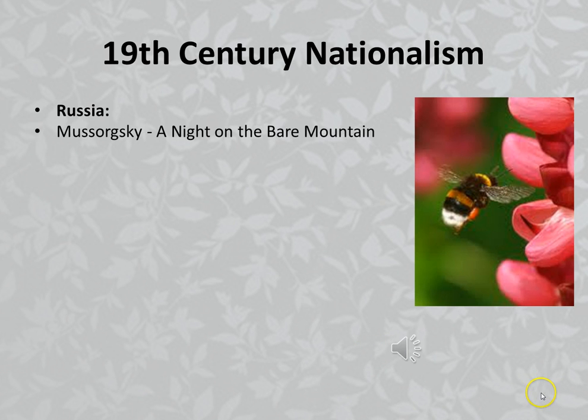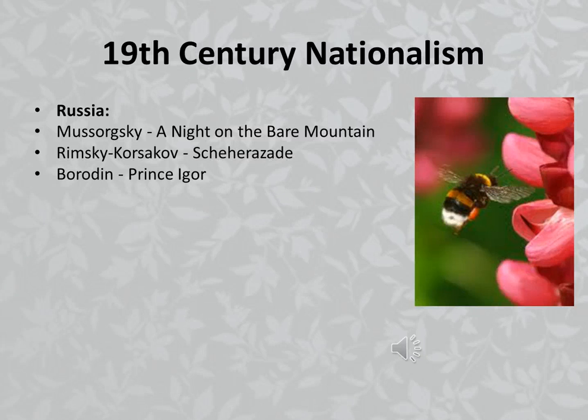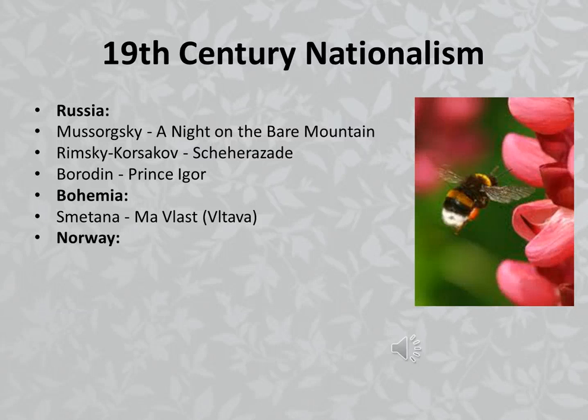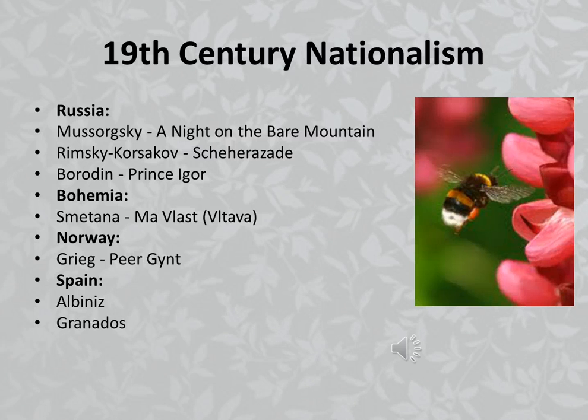But other famous composers of this era of nationalism. From Russia, we had Mussorgsky, Rimsky-Korsakov, who wrote this piece The Flight of the Bumblebee, Borodin, and from Bohemia was Smetana. From Norway was Grieg with the Peer Gynt suite, and from Spain there was Albéniz, Granados, and Falla.